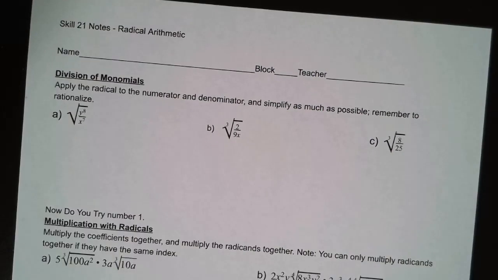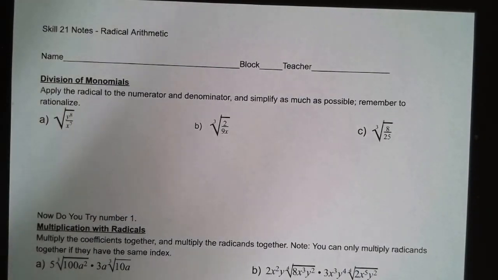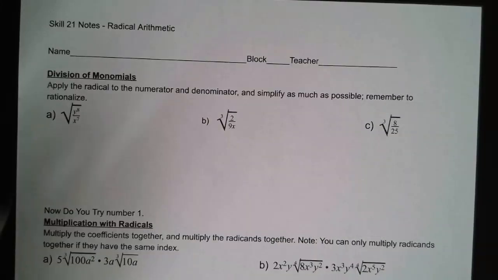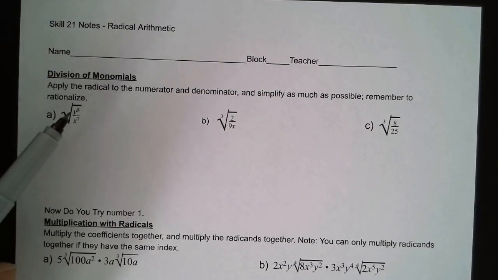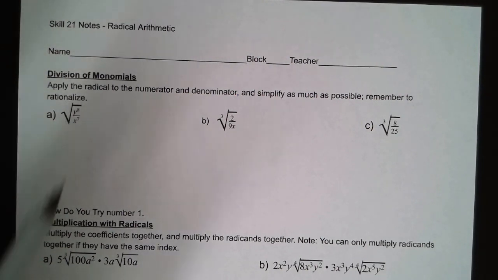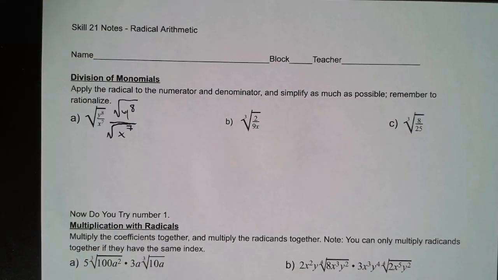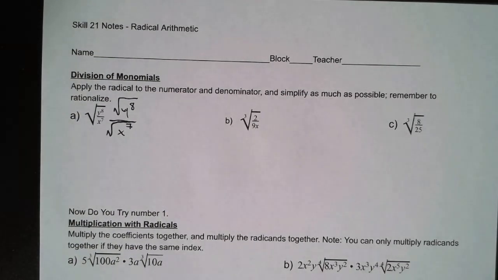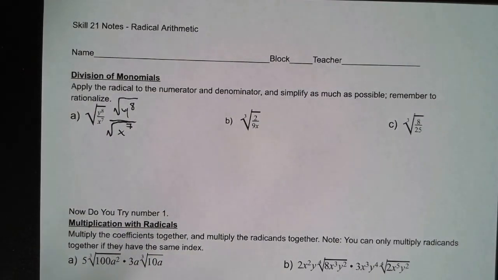Remember to rationalize. So for all of these, underneath our radical, we have a ratio. So the first thing we want to do, instead of writing this as a ratio underneath the radical, we want to write a radical for the numerator and a radical for the denominator separately. So I'm going to go ahead and do that. So that will look like this, similar to if you are squaring a fraction, you square the numerator and the denominator. Here we're square rooting, so we square root the numerator and the denominator.